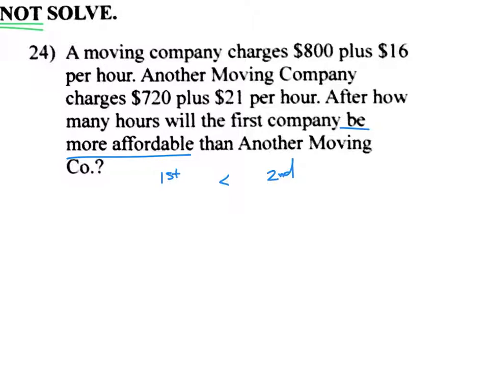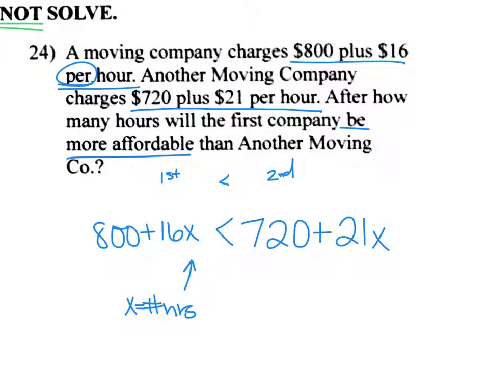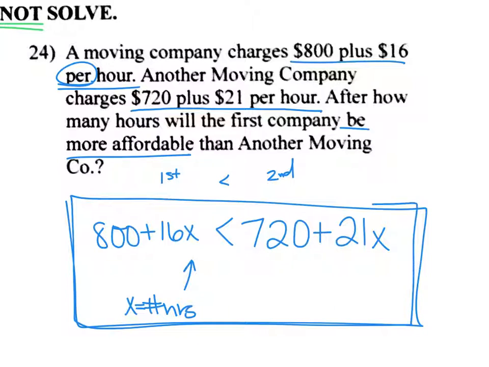So the first company charges $800 plus $16 per hour. That's a rate word. So that means I'm going to have 800 plus 16x, where x stands for the number of hours. See, I'm looking at the word after the per. That tells me what the variable is. Less than, another moving company charges $720 plus $21 an hour. So that's $720 plus 21x. All right, we already defined everything. We picked our symbol. There you go.